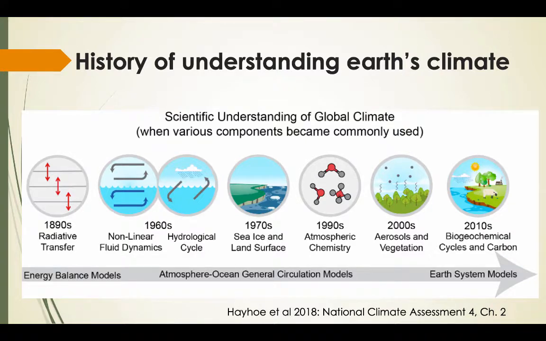And we've known about these changes for a long time, or at least the theory of them. Actually in the 1890s, the idea of radiative transfer and the idea of the greenhouse effect were first established. So it's been a long time that we've known the very basics of how our Earth functions, which is the foundation we need to understand how that Earth system might change. In the 60s and 70s, we understood more about sea ice and fluid dynamics. In the 90s, we started learning more about atmospheric chemistry, aerosols, and vegetation, and then finally biogeochemical cycles and carbon cycles. So, again, this is the history of how the fundamental understanding of our climate has developed over time. And again, some of these ideas are over 100 years old at this point.